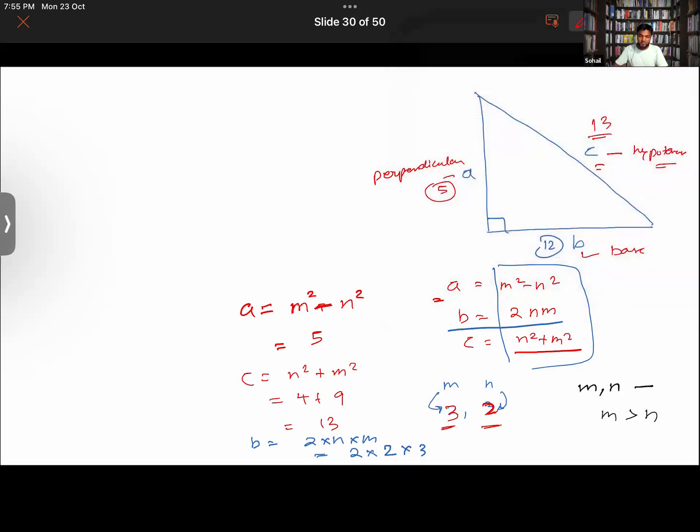Is this a formula which your teacher gave you? No, sir. So remember this formula. This formula is very important. Do note it or take a screenshot of it.